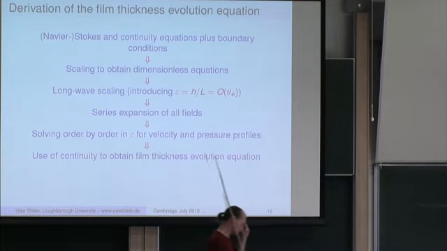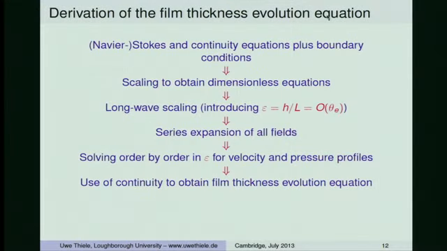So I will not show you the derivation of the equation. Actually, Michael sketched it yesterday. I just tell you what the steps are. You take the full equations plus boundary conditions and the continuity equation. Then you scale to obtain dimensionless quantities, and then comes the important step. You need to introduce this long-wave scale. So you say, I have a typical length scale in the vertical direction, let's say h, and a typical length scale in the lateral direction along the substrate, let's call it capital L. And these two should form a small ratio epsilon, which for droplets is of the order of the contact angle. So this also should be small.